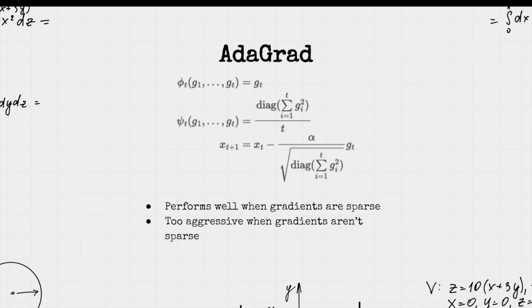AdaGrad modifies the optimization framework to adapt the learning rate based on past gradients. Here phi_t equals g_t, but psi_t adjusts based on the cumulative sum of the squared gradients, represented as the diagonal elements of g squared over time step t. The update step then becomes x_{t+1} equals x_t minus alpha over the square root of all the diagonal elements of the gradient squared. AdaGrad performs well when gradients are sparse, but it can be too aggressive when gradients are dense and non-sparse.